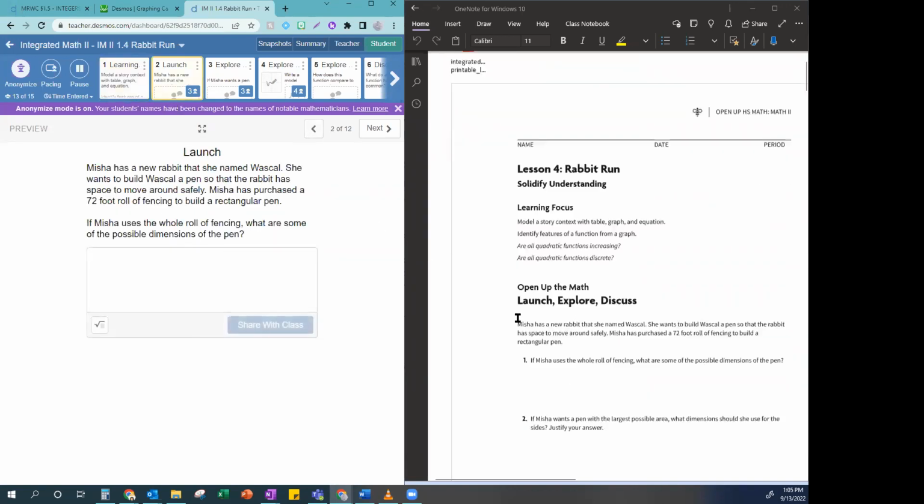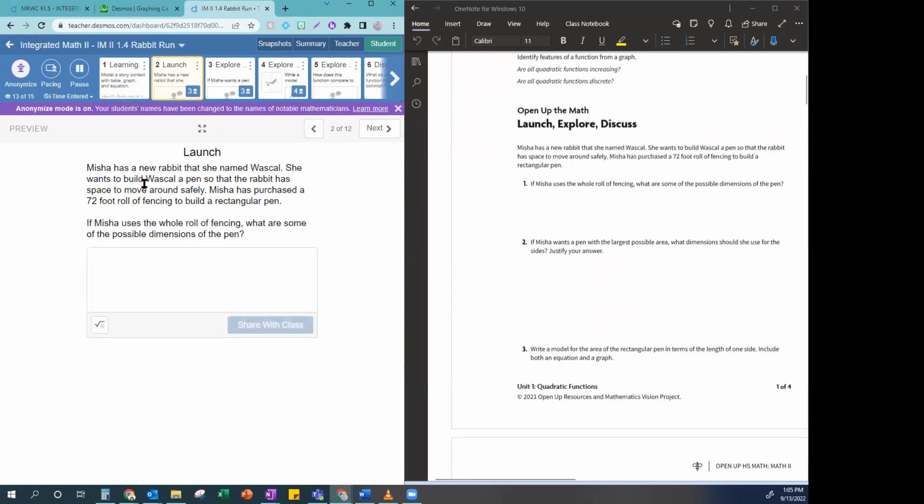So here's the very first problem, and it matches right here. It says, Misha has a new rabbit that she has named Waskel. She wants to build Waskel a pen so that the rabbit has space to move around safely. Misha has purchased a 72-foot roll of fencing to build a rectangular pen. So imagine it's going all the way around the area where Waskel is going to be. If Misha uses the whole roll of fencing, what are some of the possible dimensions of the pen?